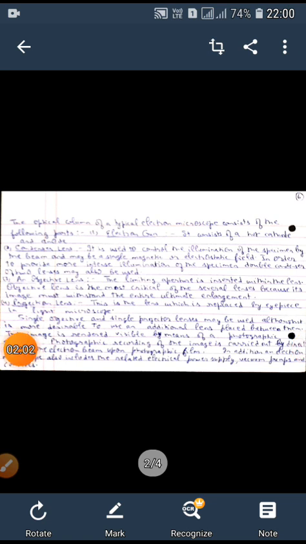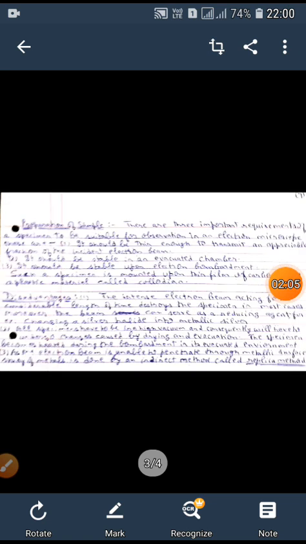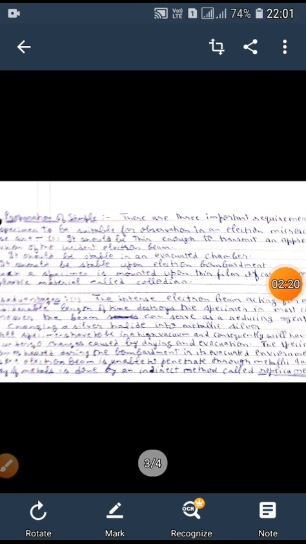Now, before studying, preparation of the sample is done in an appropriate manner. There are three important requirements for a specimen to be suitable for observation in an electron microscope. These requirements are: the first and foremost requirement is that it should be thin enough to transmit an appreciable fraction of the incident electron beam. The specimen should be stable in an evacuated chamber. It should be stable upon electron bombardment.